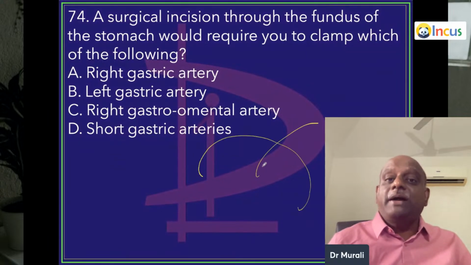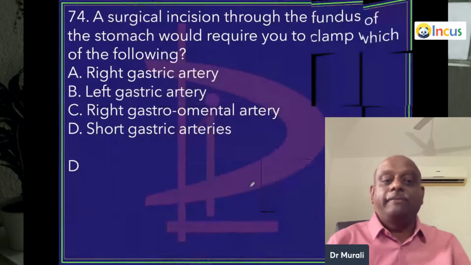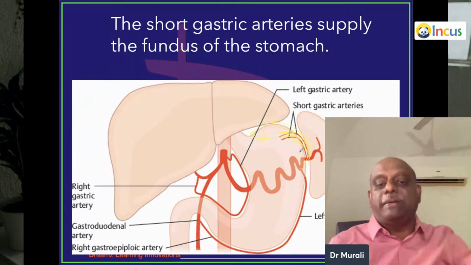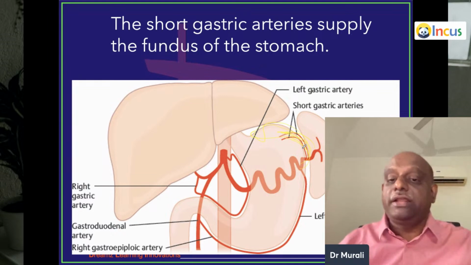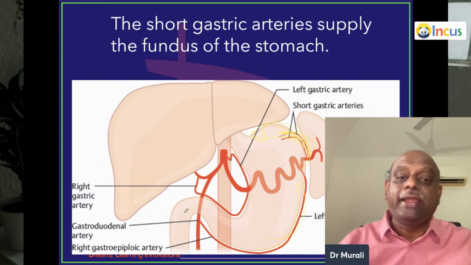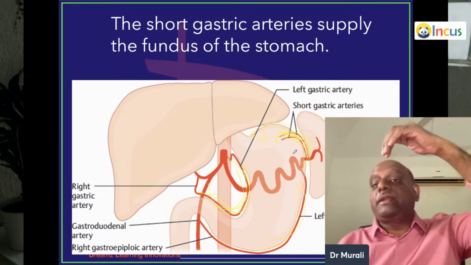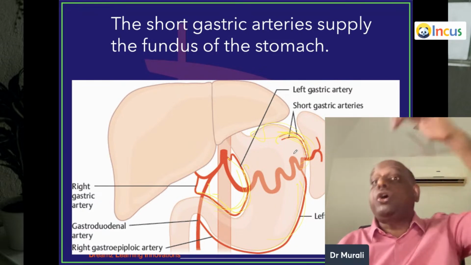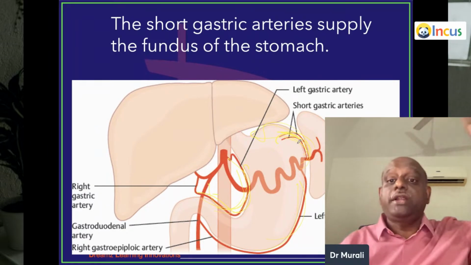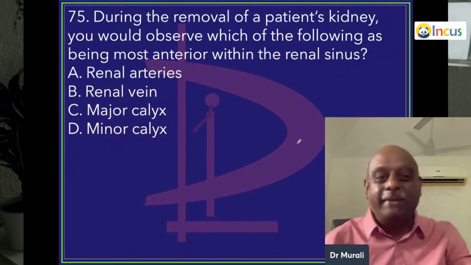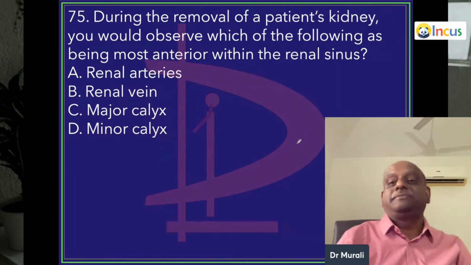The fundus of the stomach, what is the blood supply? It is the short gastric arteries. The short gastric arteries supply the fundus of the stomach. So everything about the stomach: the greater curvature is supplied by the left gastroepiploic artery, the lesser curvature by the right gastric artery, and the fundus by the short gastric arteries. You have to be very sure, doctor, about the blood supply of the stomach, one of the favorite areas for the examiner.